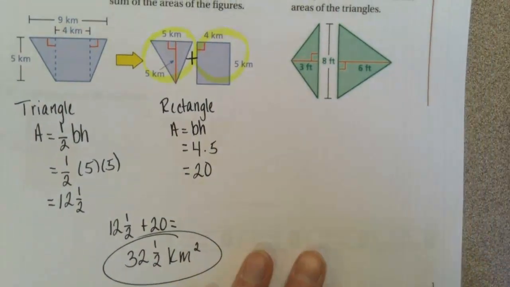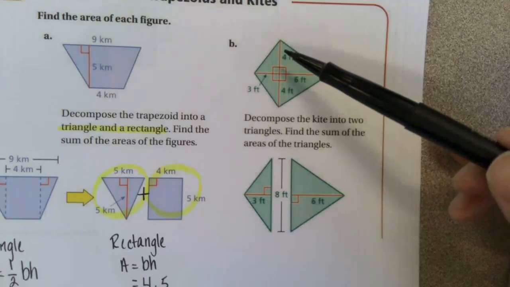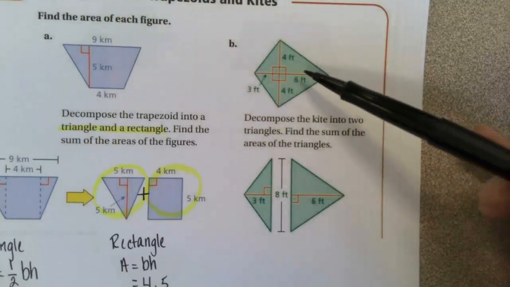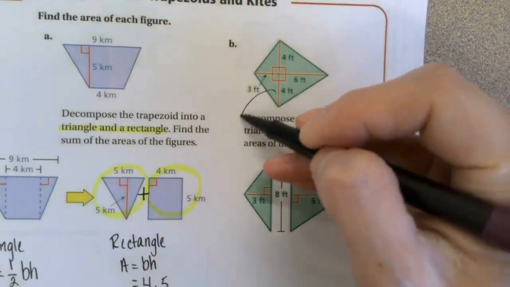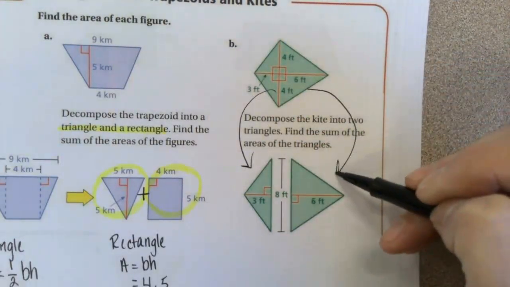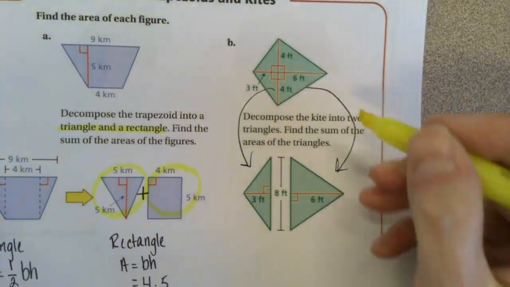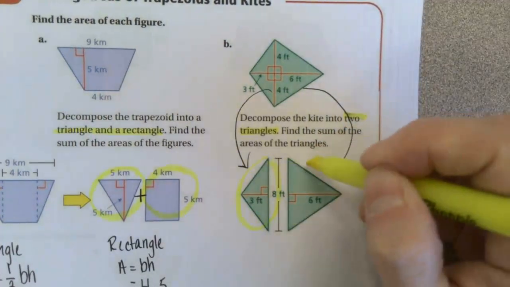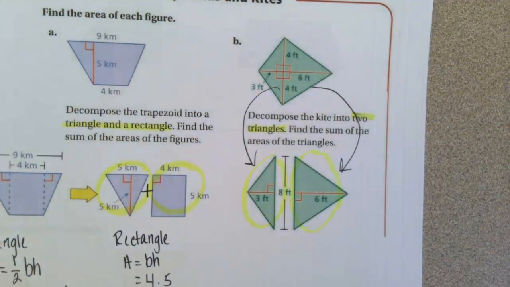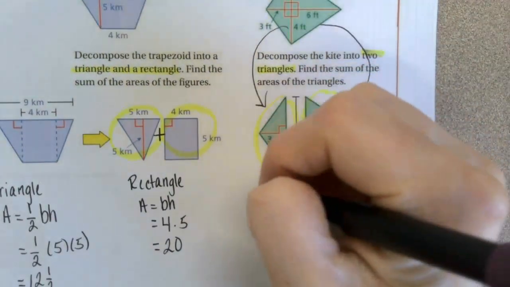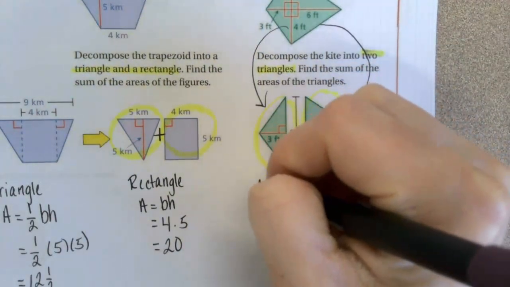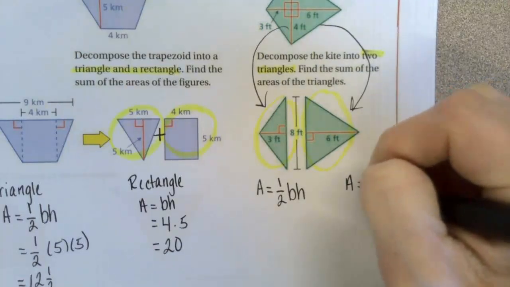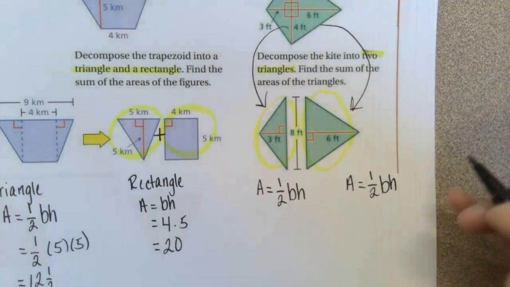Okay, let's try the next one. So here's our kite, and we're just going to decompose it. There's this line drawn right here. We're going to split it up into two triangles. So here's this triangle, here's this one. Here's one triangle, here's the second. Both are triangles, so we're going to use the same formula for both. Two different triangles. They are different sizes.